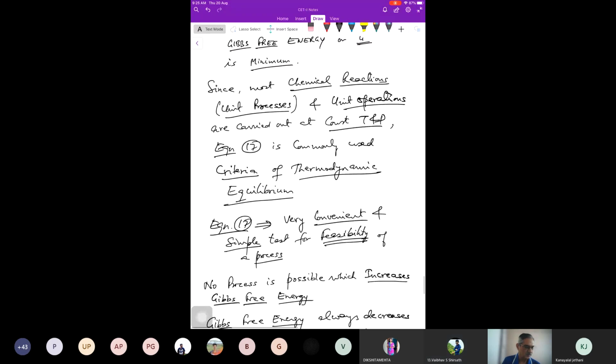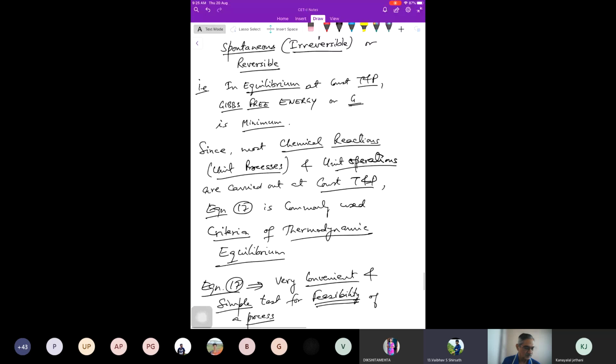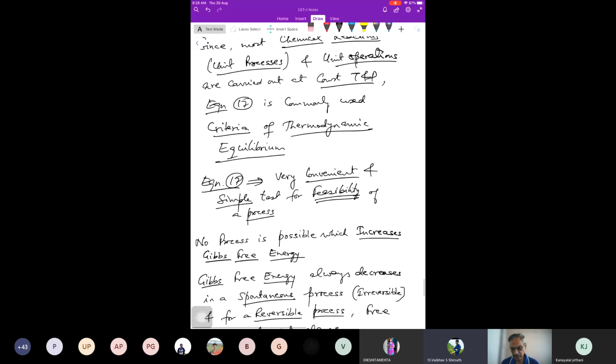Sir, what can we predict from this criteria of thermodynamic equilibrium? We'll see later how to apply it. See, ultimately, suppose I propose a new system, or I want to do a phase equilibrium study, or I want to do separation, distillation. So if delta G is not less than 0, it is not feasible. That process cannot happen. And many times, we'll see later in reactions at room temperature, if we calculate, delta G is greater than 0. So it is not feasible.